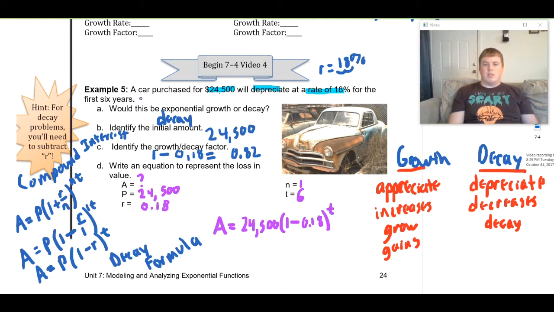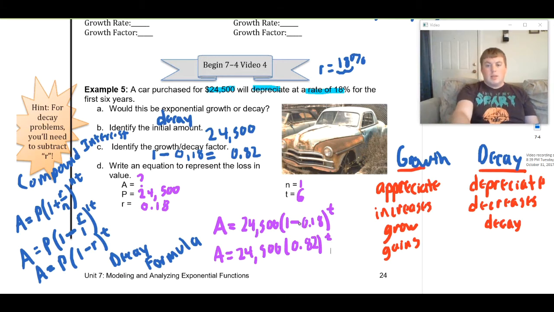I know it said for the first 6 years, but you'll see we're actually going to be asked for a couple different values when we get to the next page. Now, we would go ahead and simplify this. A equals 24,500. And then we would do the 1 minus 0.18, which is going to give us 0.82. And you'll notice that we're seeing our growth factor appear. So let's go ahead and see what they want us to do next on the next page.